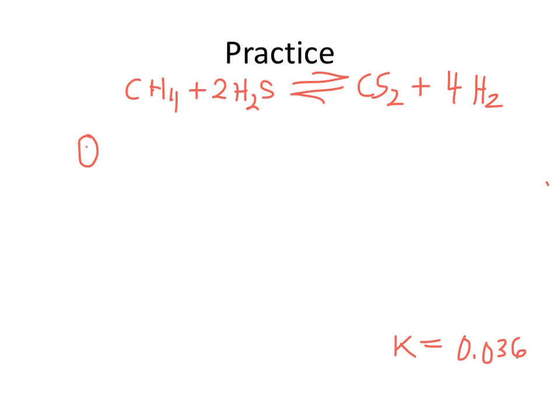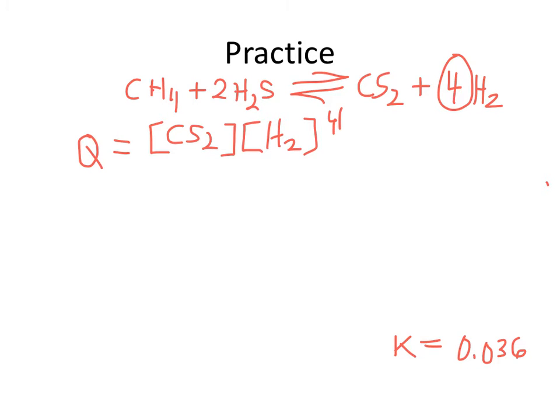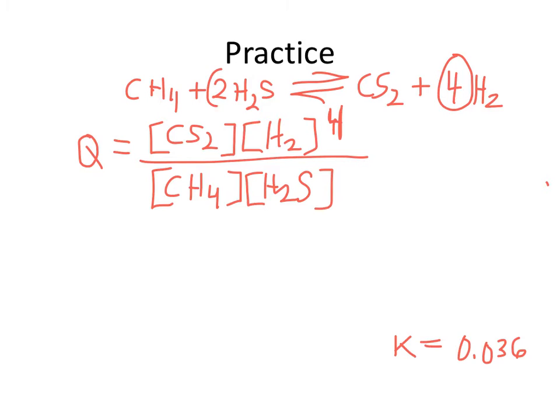So Q, products over reactants, is the concentration of CS2. This is a 4, so we're going to have hydrogen to the 4th, over CH4 and H2S. There's a coefficient of 2, so this must be squared. Now we have to substitute all these numbers in that we calculated on the previous slide.